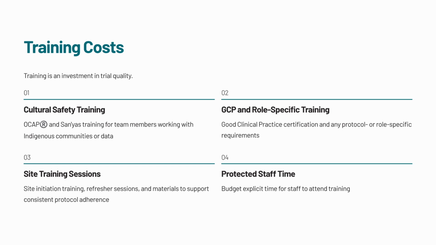Training also supports consistency across sites, which matters when a trial depends on many people doing the same work in different settings. So when building the budget, include both the direct training costs and the paid time needed to complete them.